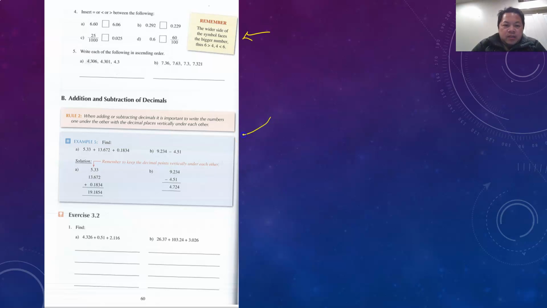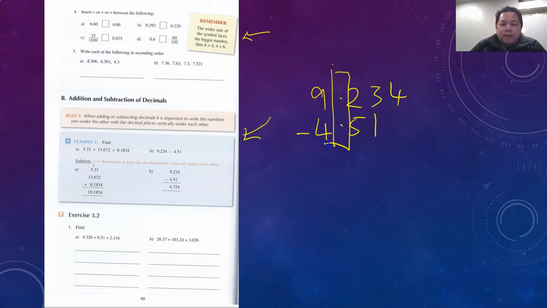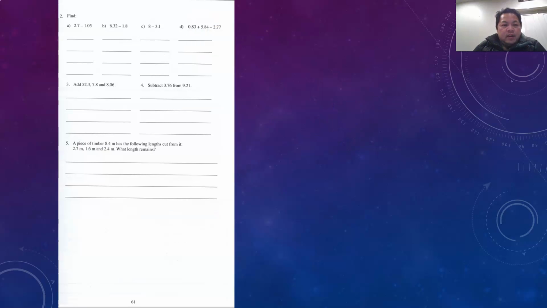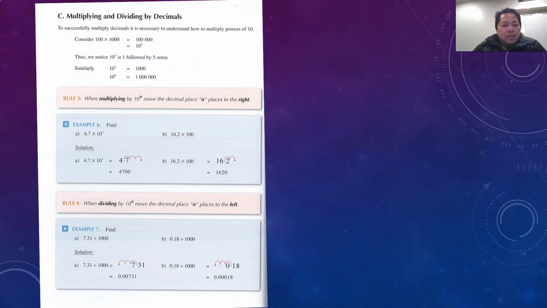Okay, next part here is quite straightforward. All I want to tell you is whenever you need to add and subtract decimals, for example 9.234 minus 4.51, you must align the decimal point with the decimal point below. Just bear that in mind, okay? That is very important when you need to add and subtract decimals.